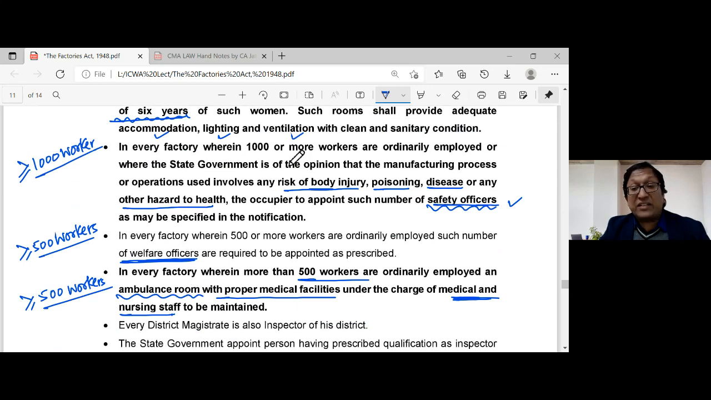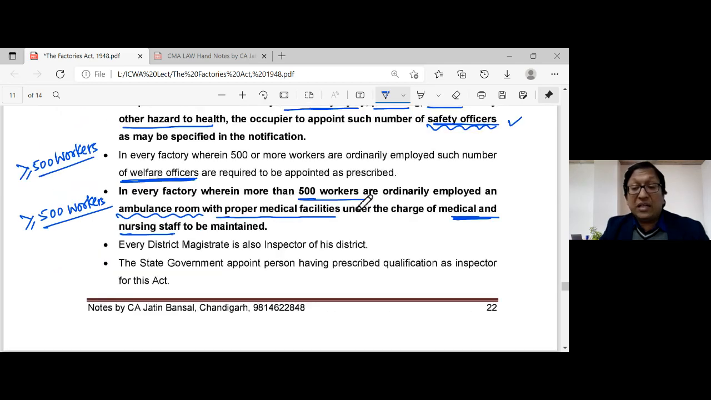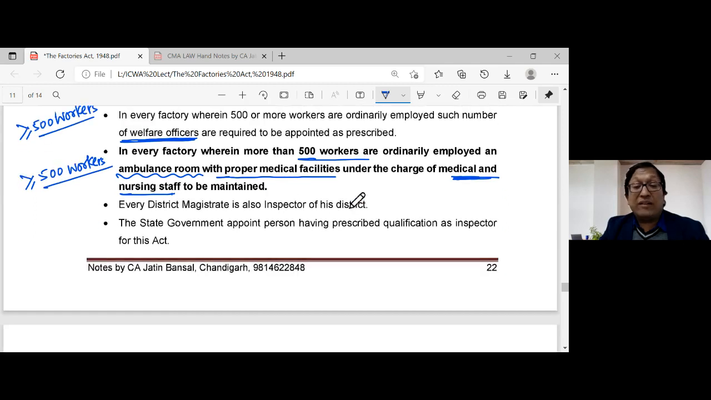In case your factory is employing more than 1000 workers, then your factory needs to have safety officers. In case your factory is employing more than 500 workers, then you need to have a welfare officer. If your factory has more than 500 workers, then you need to have a medical ambulance room with proper medical facilities like a medical officer and nurses.